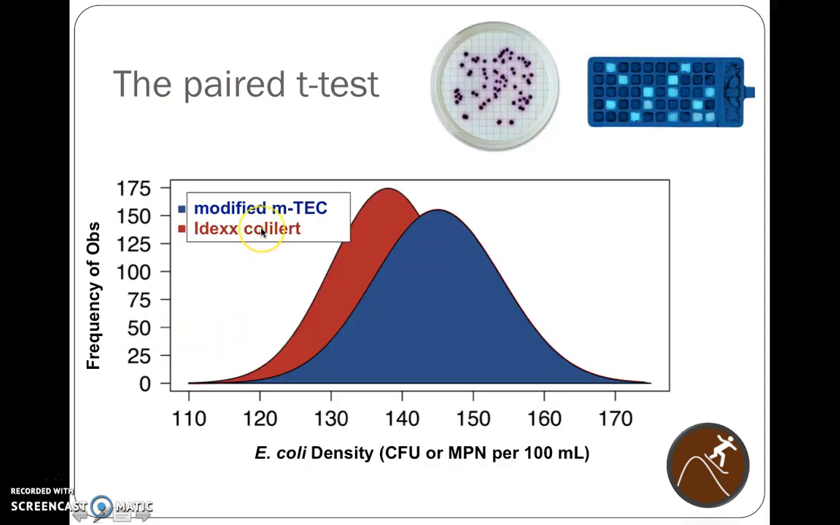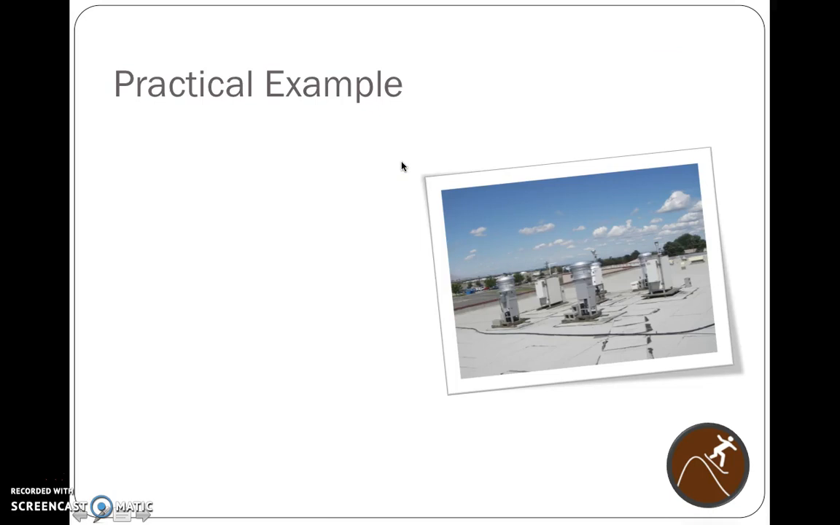So I could take that same graph from the beginning, replace it with these results, and say that the average E. coli for this one was 145. The average E. coli for IDEXX Colilert was 139. And is there a statistically significant difference or not? So we could do that same type of test.